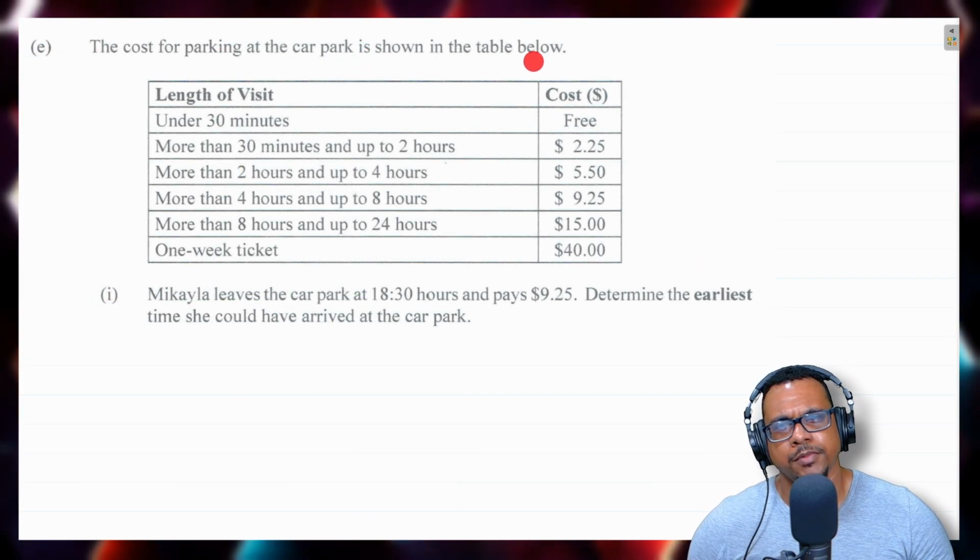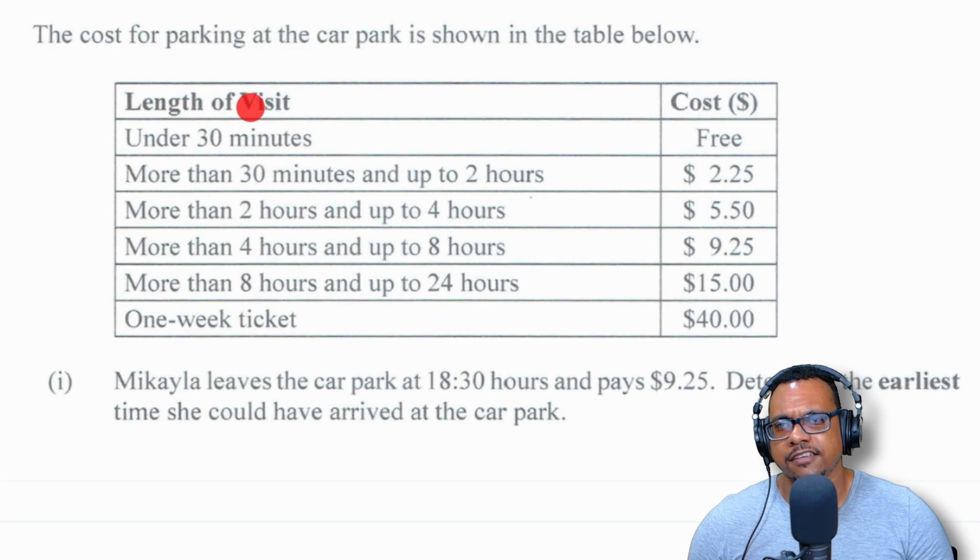So moving on to part E here, we have the cost for parking at a car park is shown in the table below. So we have length of visit here. So we have under 30 minutes, more than 30 minutes and up to 2 hours, and so on. And here we have the cost.